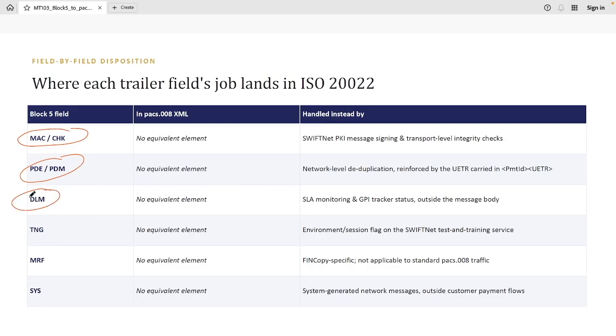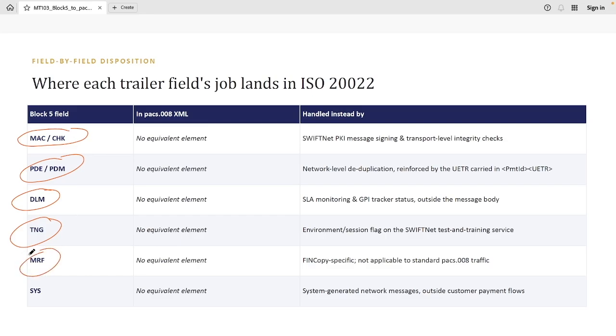DLM does not become an element in the pacs.008 message body. Delivery monitoring is handled outside the business transaction. The SWIFT transport service can monitor whether a message has been delivered. TNG does not need a business element in pacs.008 because test versus production separation is controlled by the service environment.